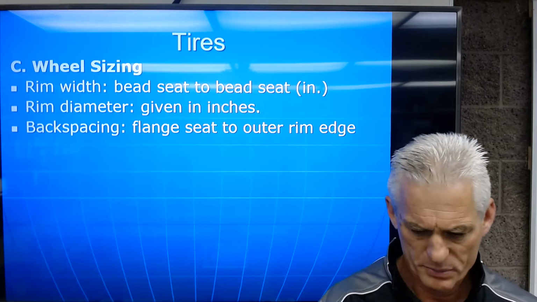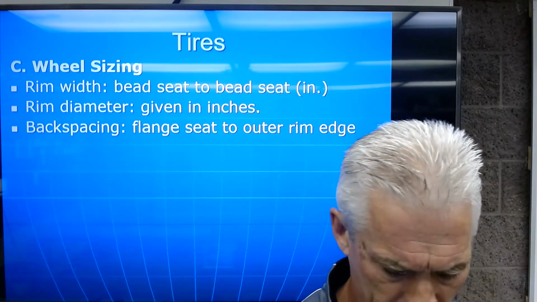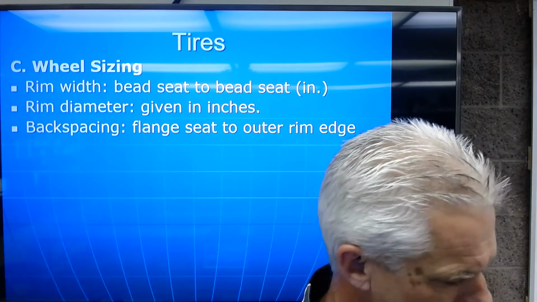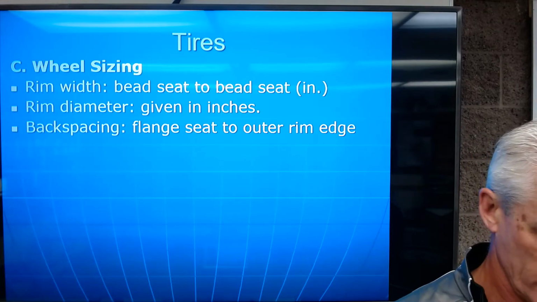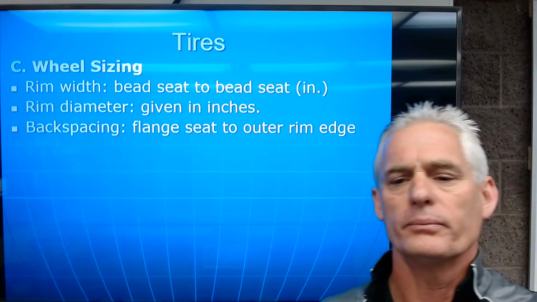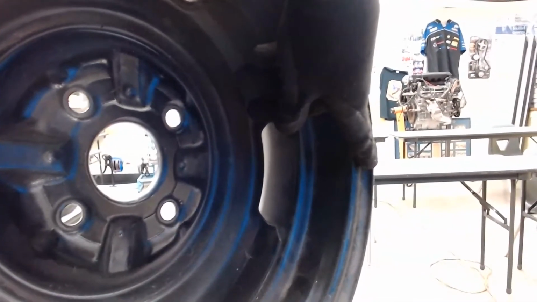Back spacing. So what is back spacing? Back spacing is what we call flange seat to outer rim edge. Let me show you the back spacing on this tire. And wheel offset is an associated dimension. So back spacing is the dimension from the rim flange in here, let me put the camera like this, from the rim flange here to the outside edge of the tire.